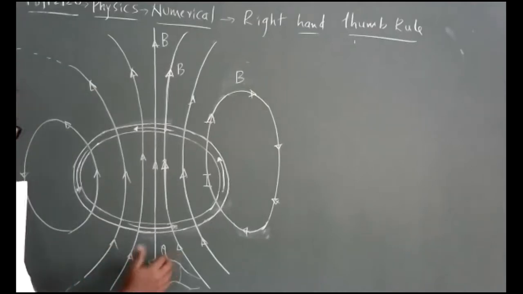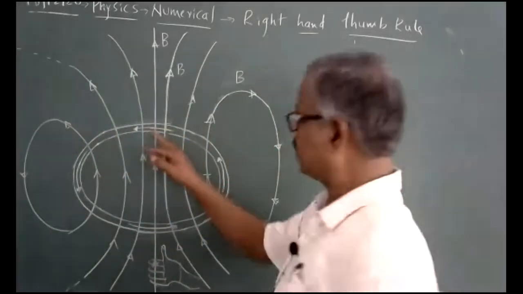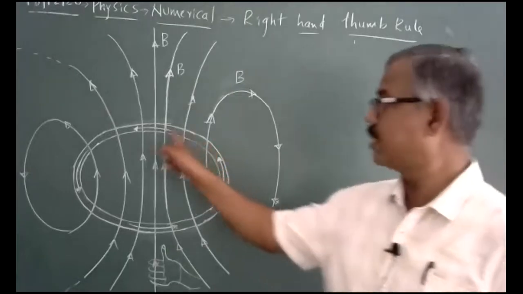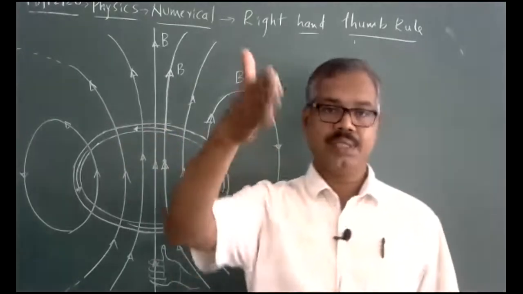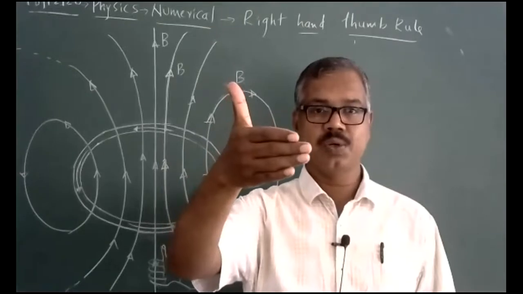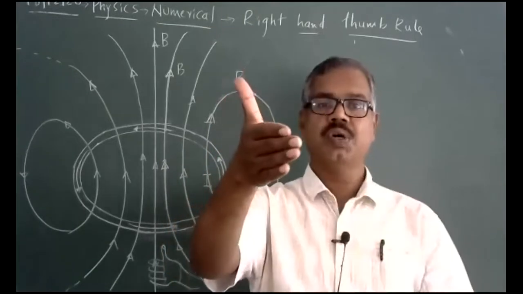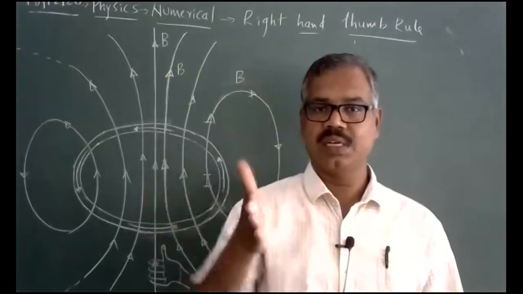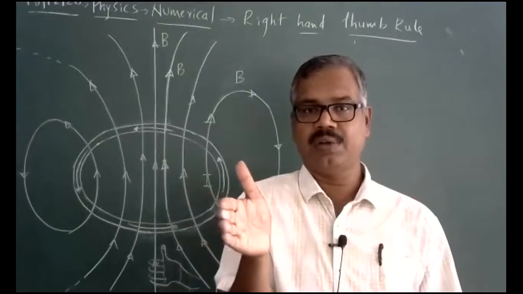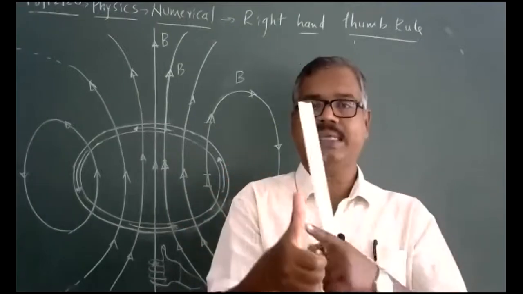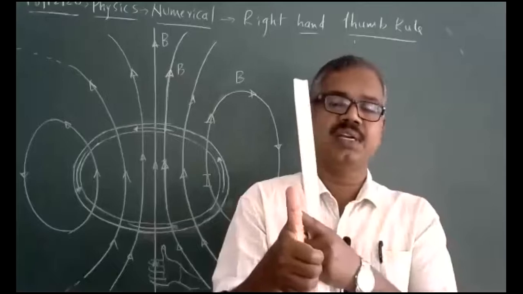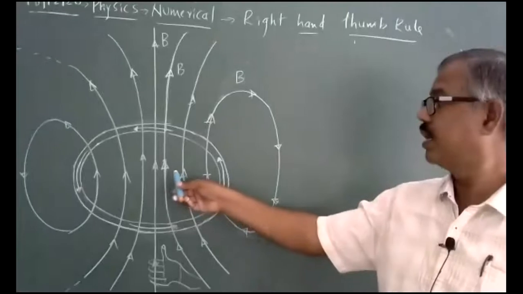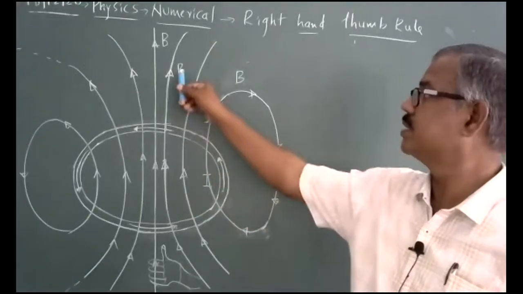And what is this symbol? This arrow mark indicates anti-clockwise. When you have a thumb and fingers, you curl the fingers, you just go on curling them. When you curl them, the direction is anti-clockwise. When you curl the fingers, the direction of the thumb is upward. This is the direction of magnetic field. It is called the right hand thumb rule, whereas the curled fingers will give you the direction of the current. Current is I, and this is the magnetic field.